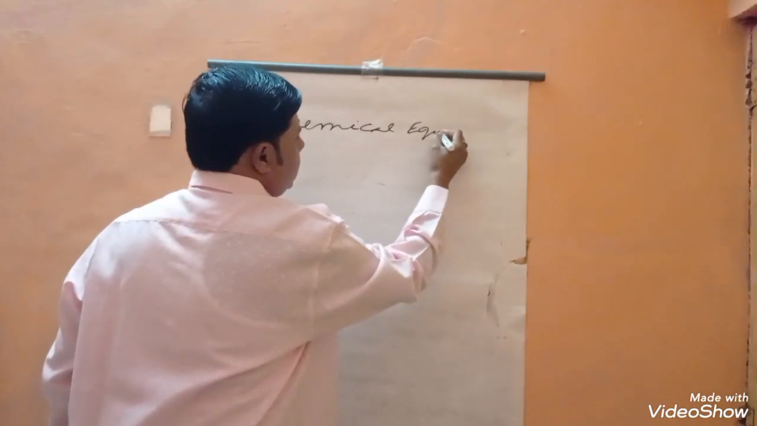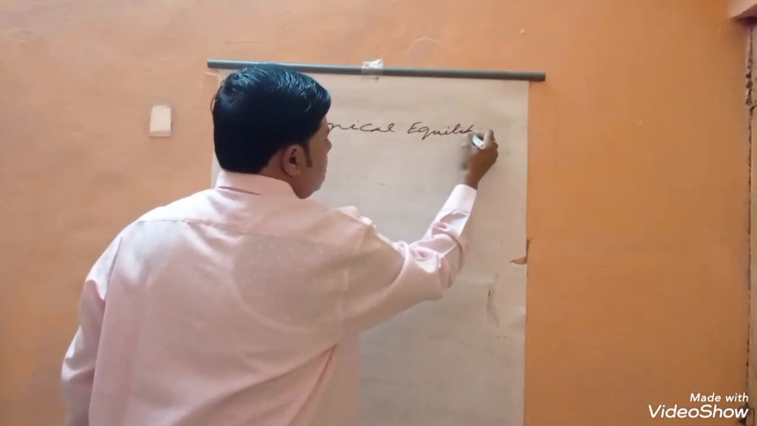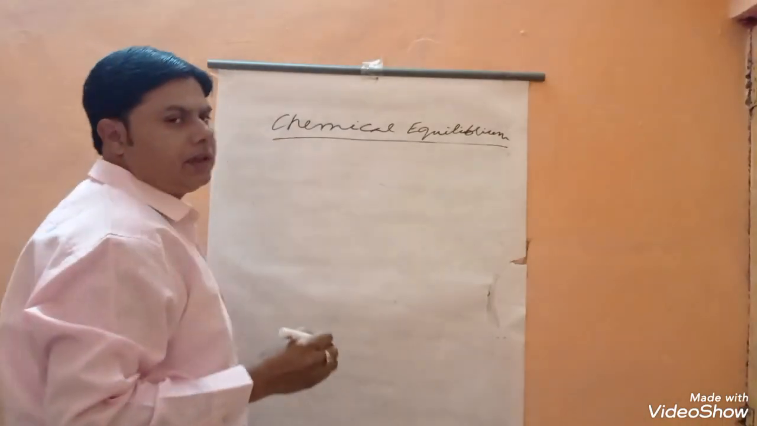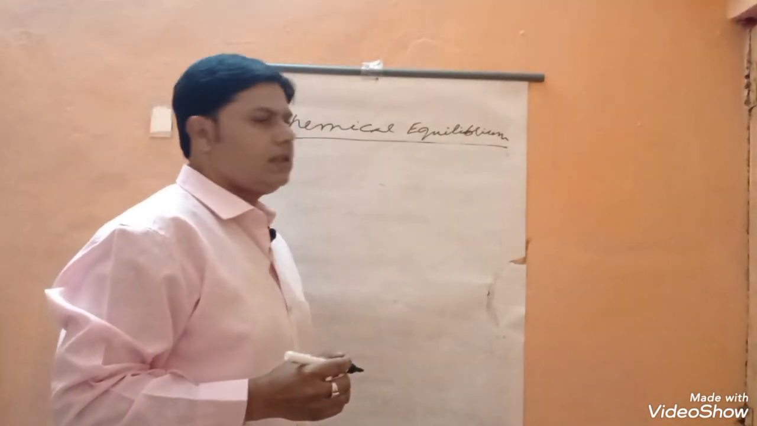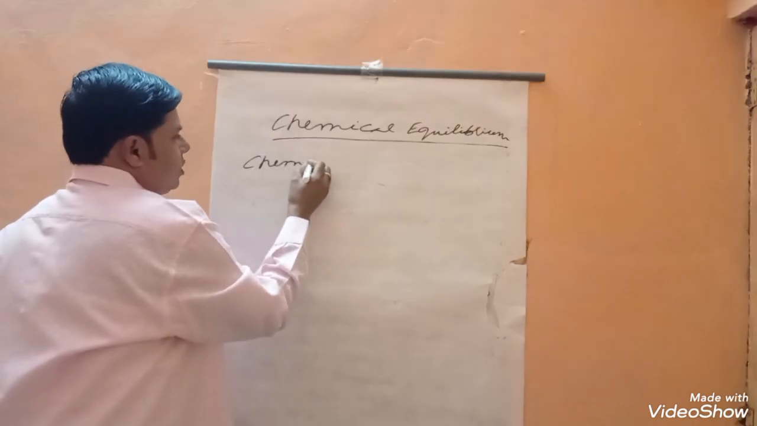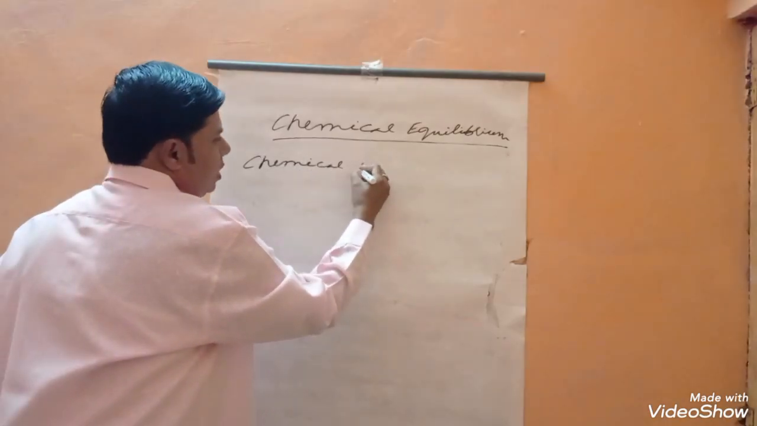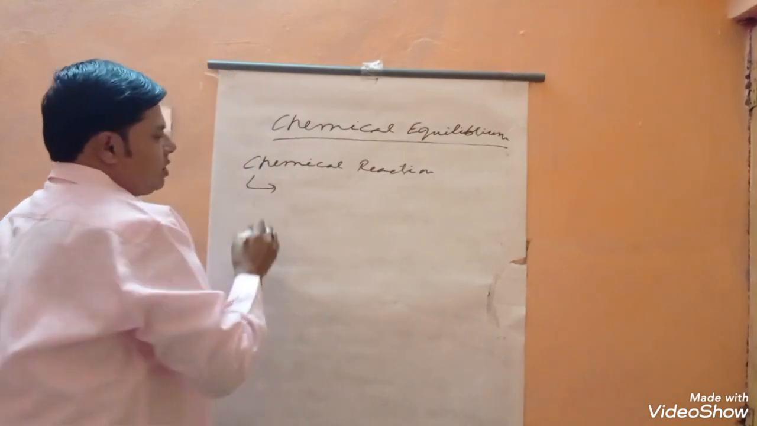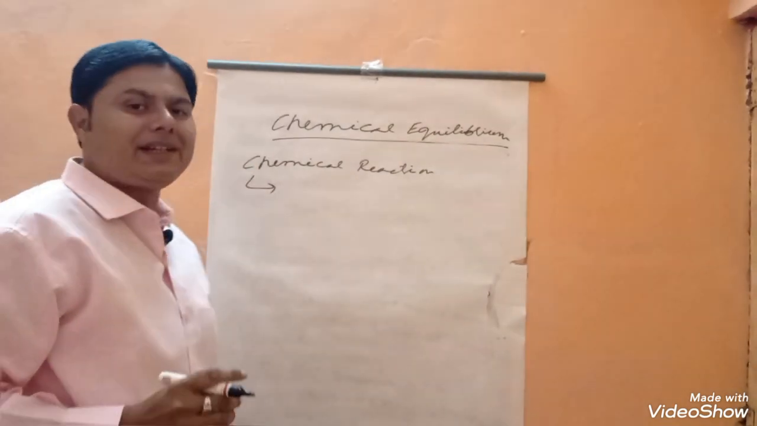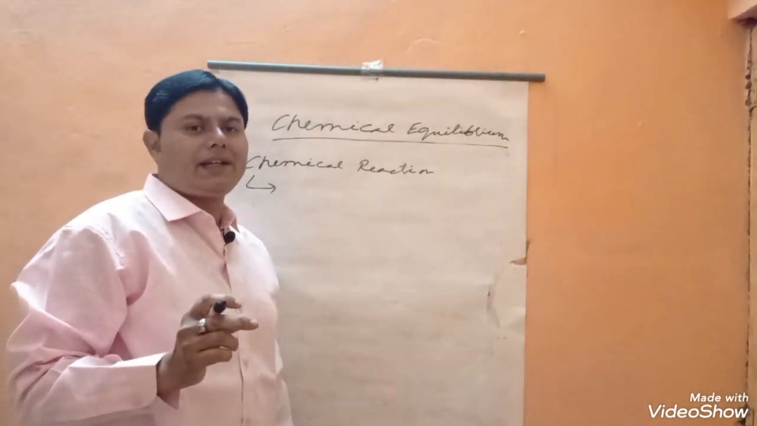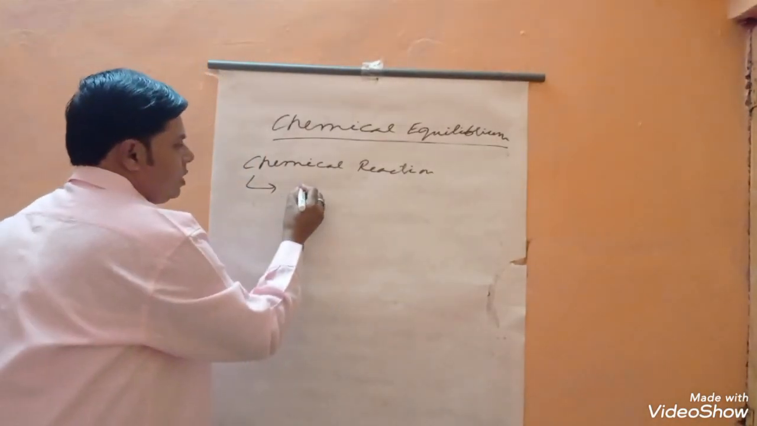Chemical equilibrium. Before we discuss the concept of chemical equilibrium, I will discuss some important concepts like chemical reaction. What is a chemical reaction? Basically, it is the symbolical representation of any chemical change in terms of reactants and products.